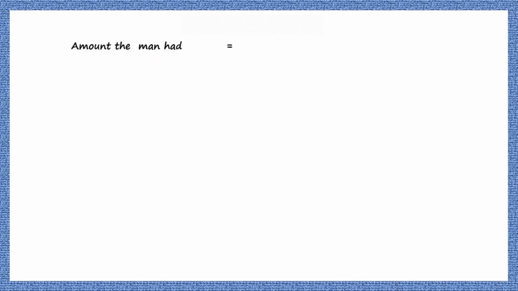So let's continue. Amount the man had. How much did he have with him in the beginning? He had rupees 1,57,184 rupees. This is how much he had with him at the beginning. Then, how much did he spend? Amount he spent is 10,000 rupees. We found that out, isn't it? So let's put it in the right places. 10,000 rupees is what he spent.